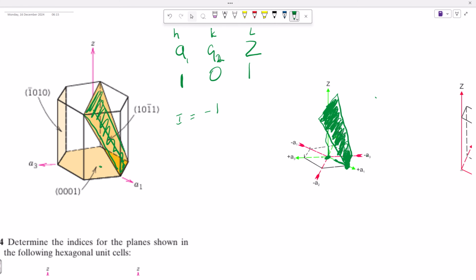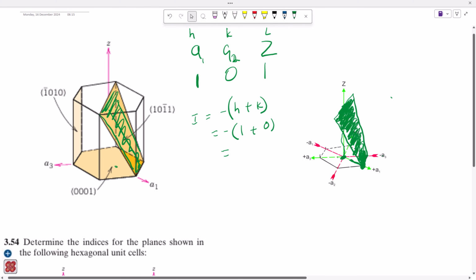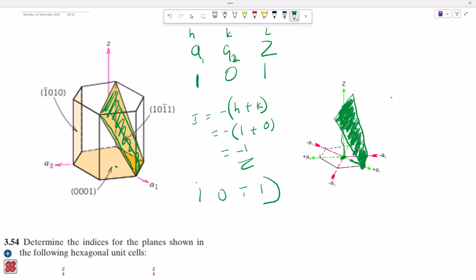I is equal to negative (H plus K). So it's denoted as minus, open bracket, 1 plus 0, close bracket. So it's equal to minus 1. When I write my coordinates, it's going to be 1, 0, bar 1, 1. So am I correct? Yes, I'm correct as stated here.